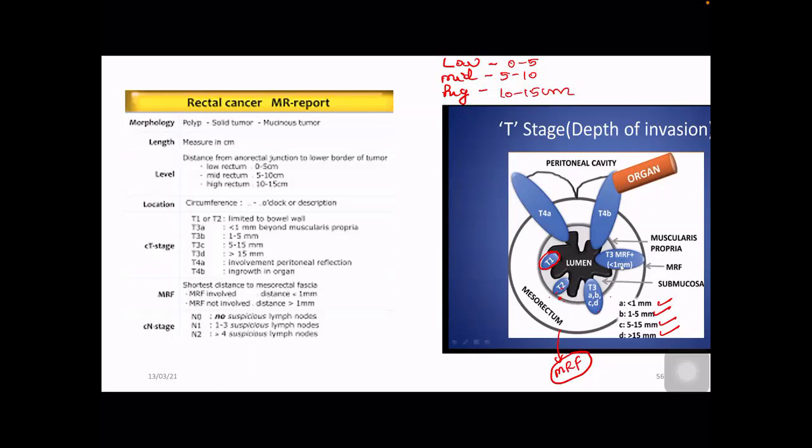So what is T4A? T4A means basically it penetrates the peritoneum. So this applies only for the tumor, the part of the rectum which has peritoneum, which is the upper rectum. So what is T4B? T4B involves the adjacent organs.